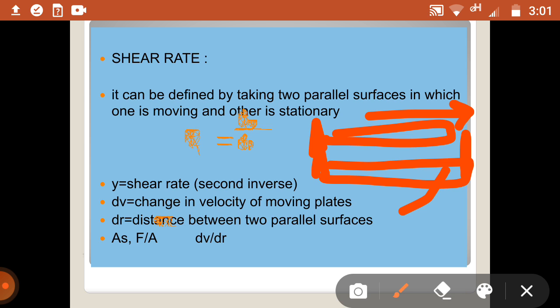The word shear is the same for both shear stress and shear rate. When we talk about rate, it indicates a time-dependent quantity. It depends on something, on distance, on time; there is some relation between them. So what is the shear rate? We can denote it as gamma. Gamma is the shear rate. We can define shear rate as dV over dr.